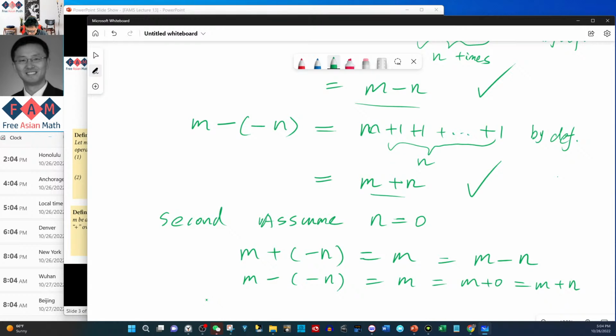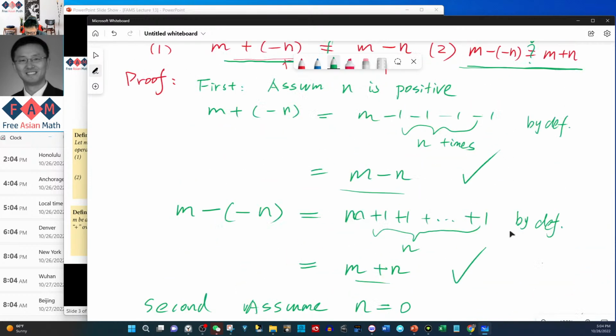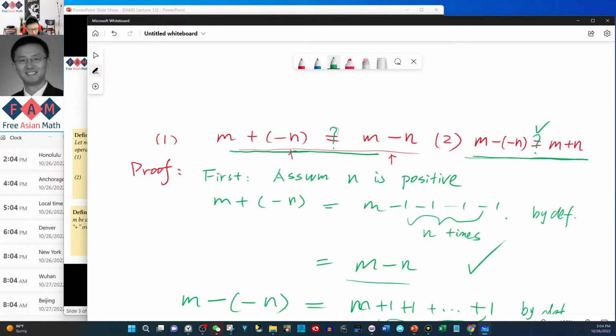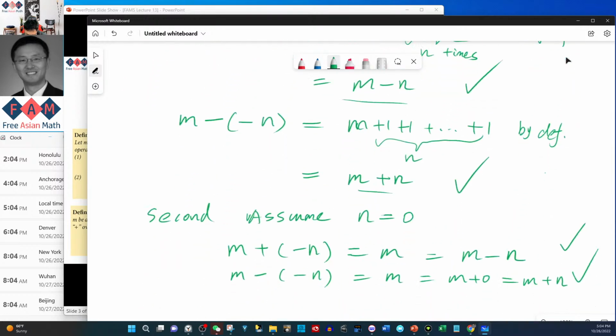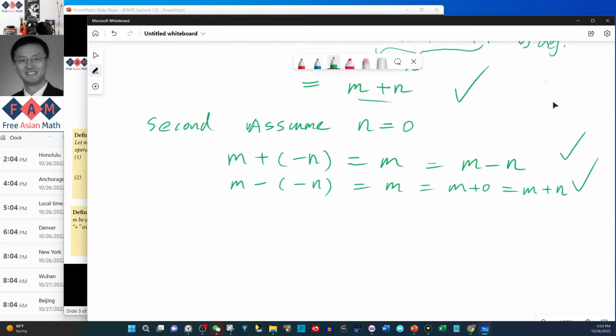So nothing happens actually. So once again, if n is 0, both statements are true. M plus negative n equals to m minus n. M minus negative n equals to m plus n. So we are done with this second case. Now third, this is a little bit more interesting.